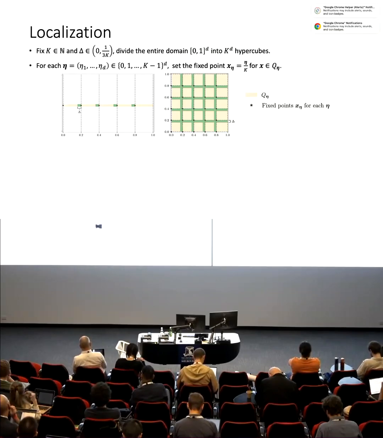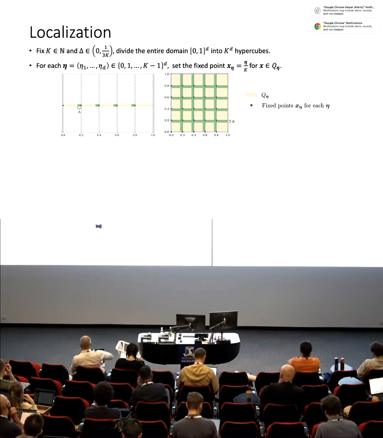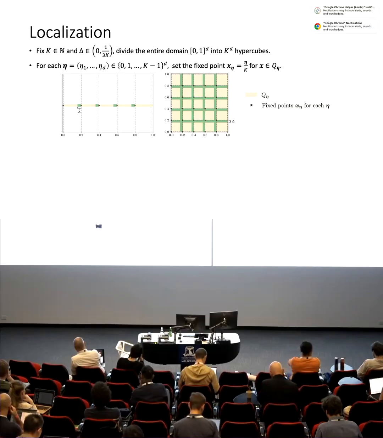As we showed before, we have 3 mini steps, and the first one is localization. Once we have the entire domain, say 0 to 1 to the D, we can divide the entire domain into K to the D hypercubes, which means that for each dimension, we divide the 0 to 1 domain uniformly by K.